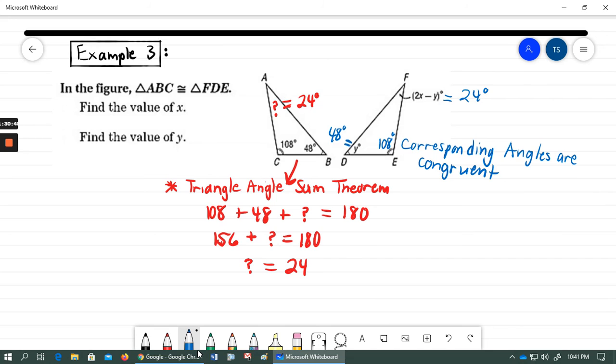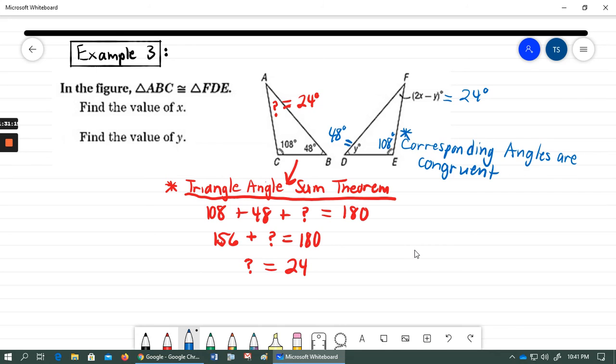Y'all see how we're using everything that we've learned? Even though this lesson here is technically not about the triangle angle sum theorem, we still have to use it. It's important. That's why we got to know all of this stuff. All right, but anyway, again, folks, we've got that this has to be 24 degrees.